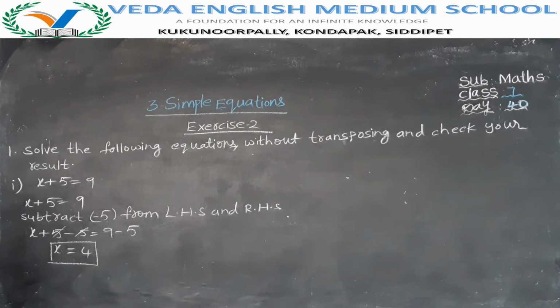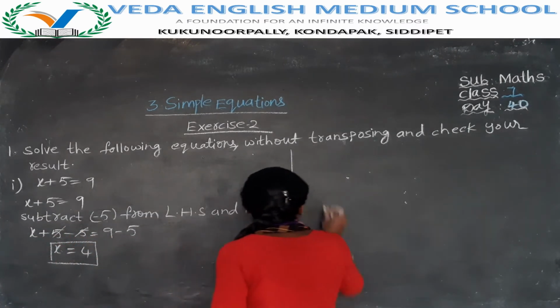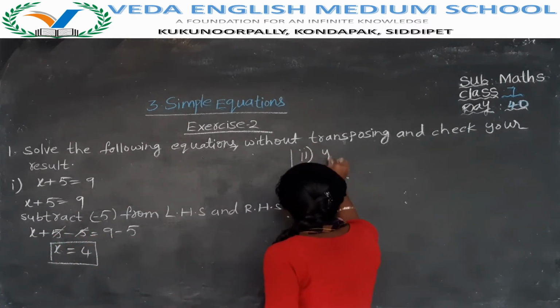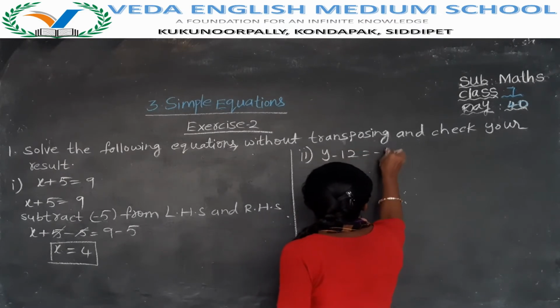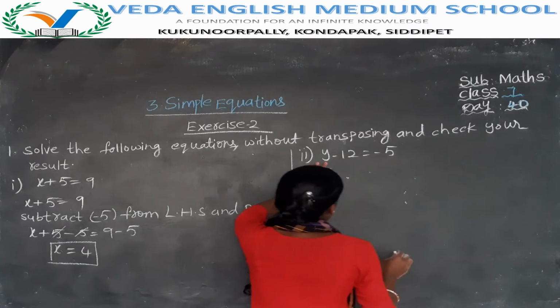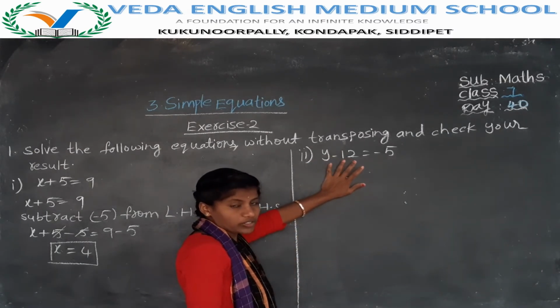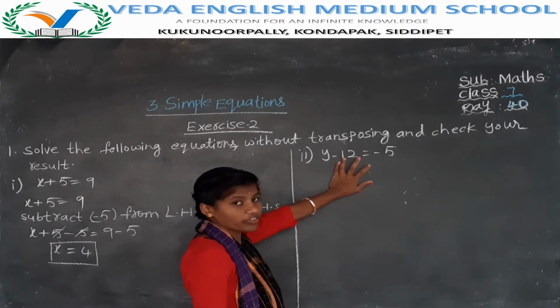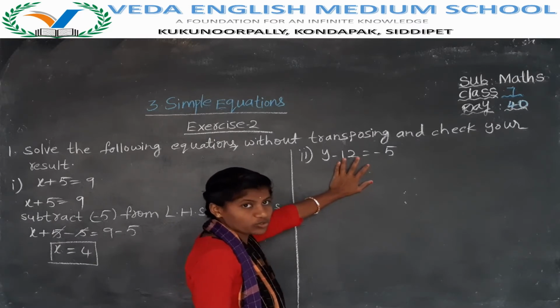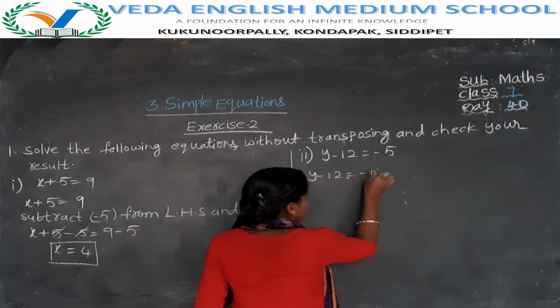Like this. Next, second question. Y minus 12 is equal to minus 5. Now in LHS side here we need only y. But here what we have extra is minus 12. So to remove minus 12 what do we have to do? We have to add plus 12 to this. So y minus 12 is equal to minus 5.